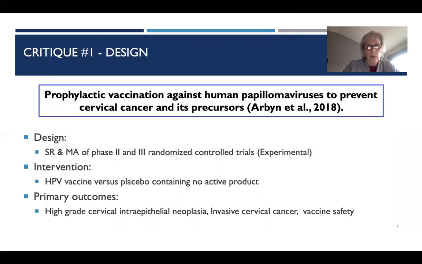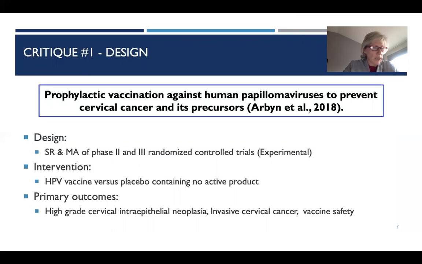I learned pretty quickly that critiquing a meta-analysis is really difficult. They are long studies and there is a lot of information in them. So this review addressed 3 different prophylactic HPV vaccinations to be included. There was a monovalent one, a quadrivalent, and a bivalent one.